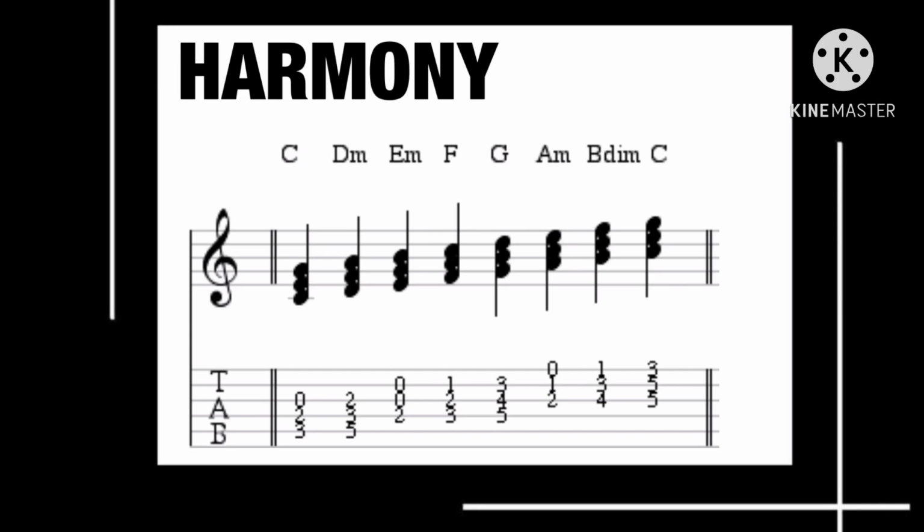chords. Let's start with the C major. D minor, E minor, F major, G major, A minor, B diminished, and going back to C major.